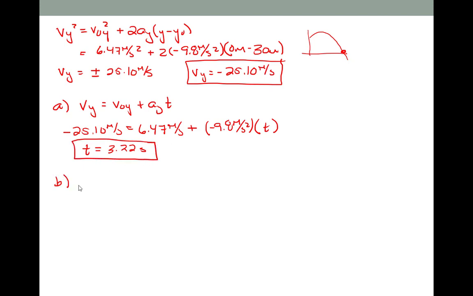Now that I know t, I can find horizontal distance. So x equals x naught plus v naught x t. X naught I defined as 0. V naught x was 24.15 meters per second. Time was 3.22 seconds. And if you multiply all of that out, the answer is 77.76 meters.